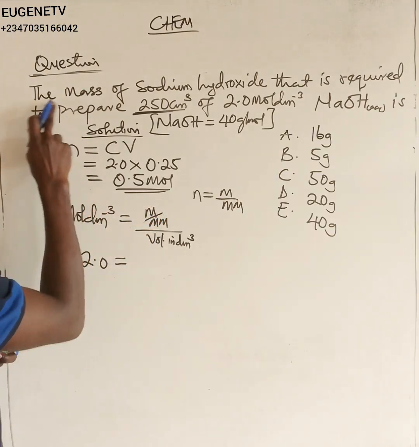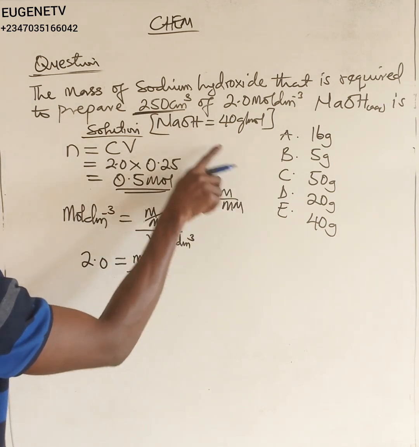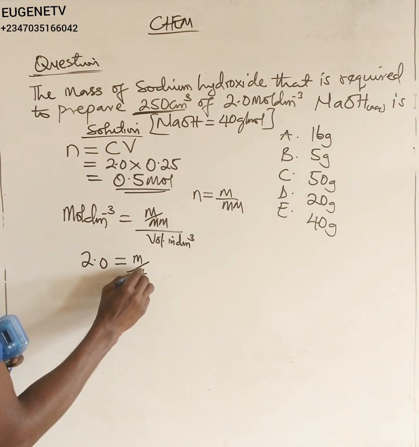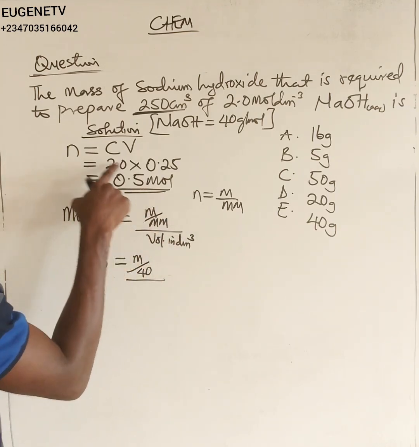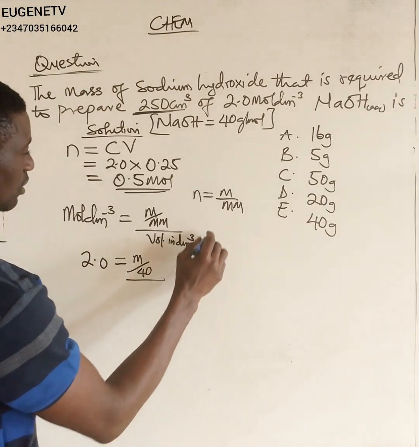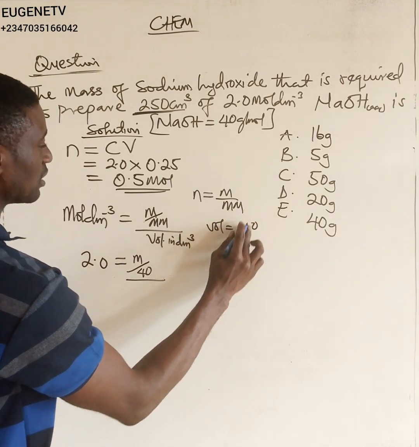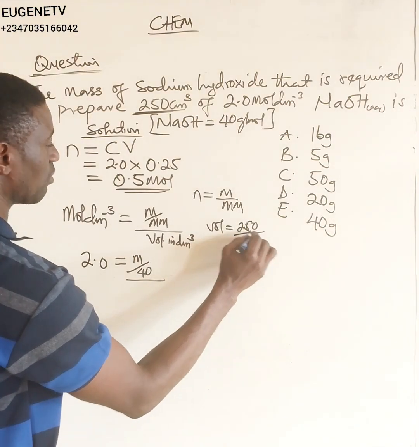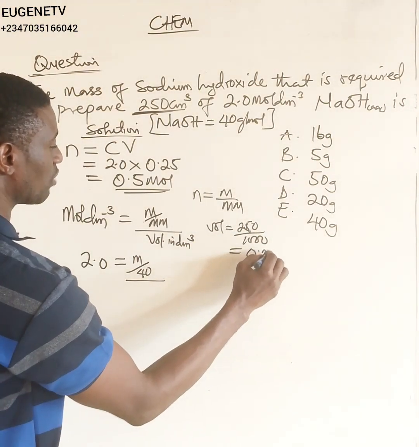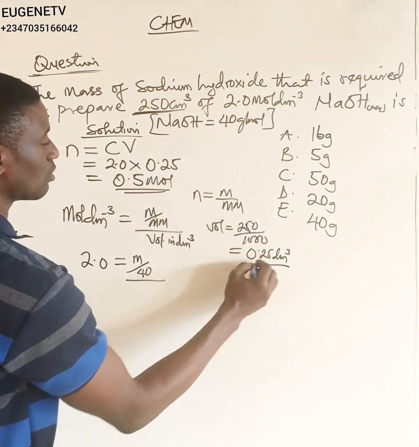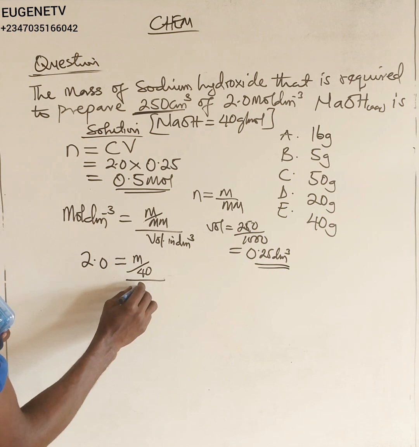We were not given the mass. They are asking us to find the mass, so it is there. The molar mass of that alkali was given to be 40 grams per mole, and then we divide everything by volume in dm³. Remember, if we change volume in cm³, 250 cm³, to dm³, we divide it by 1000. We have already established that this is going to give us 0.25 dm³. So our volume here is going to be 0.25.